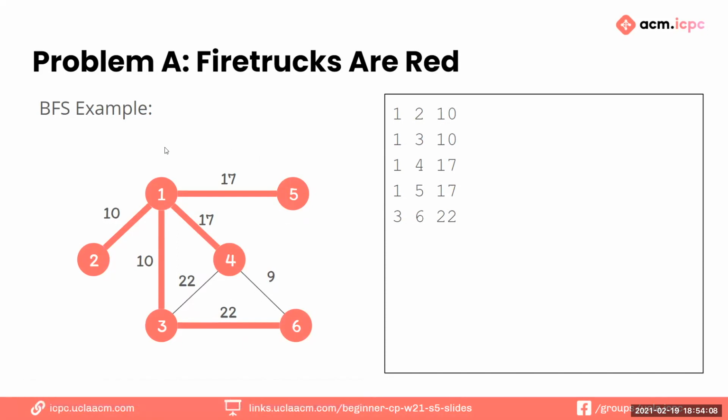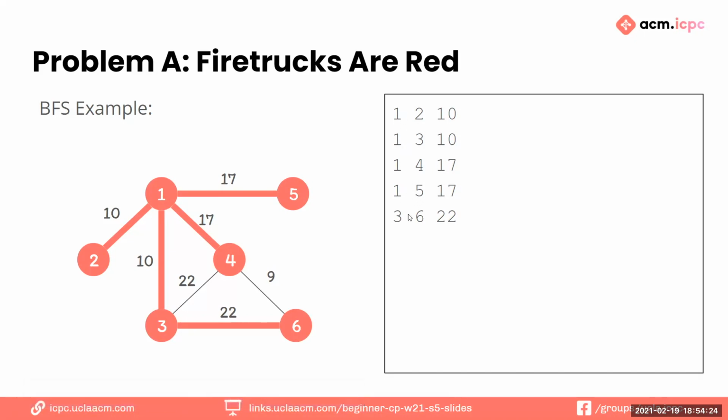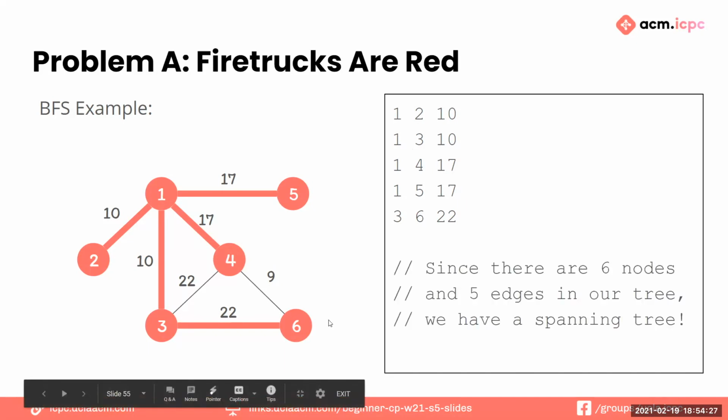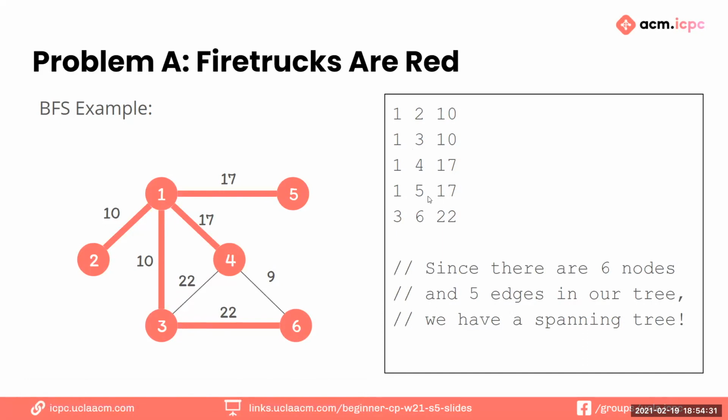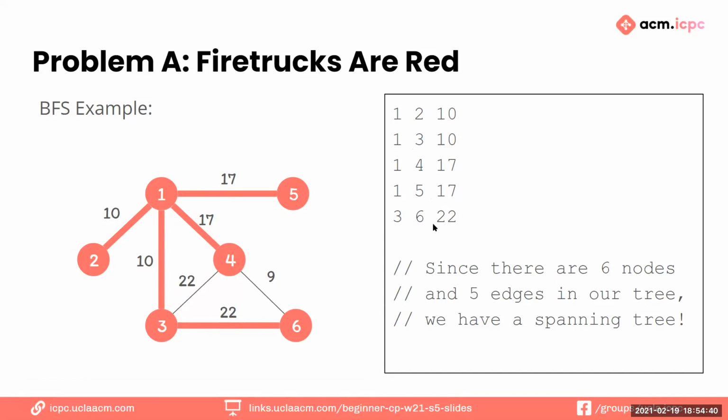But how could we tell if it was a spanning tree if we didn't have this visualization? If you remember the useful facts about trees from earlier, we can look at the number of edges that we wrote down. So notice there are 6 nodes or 6 vertices and 5 edges inside the tree, which means we have a spanning tree. So we want to output this, and this would give us a correct answer.